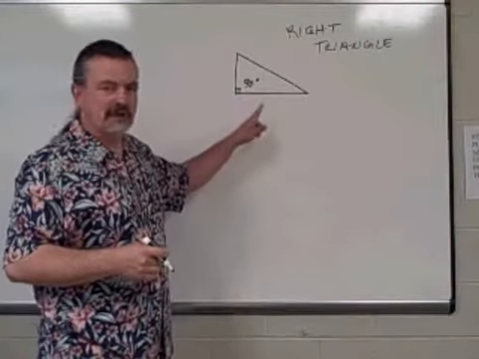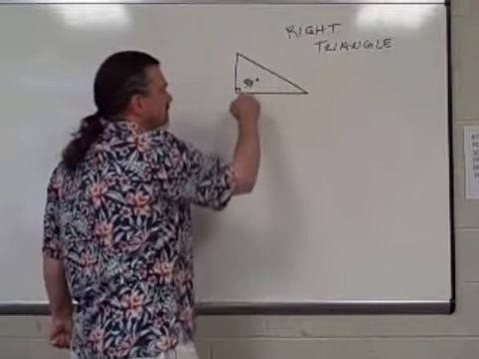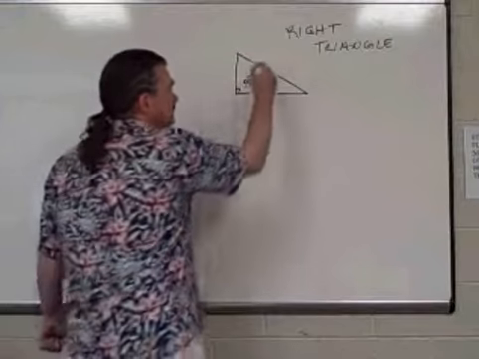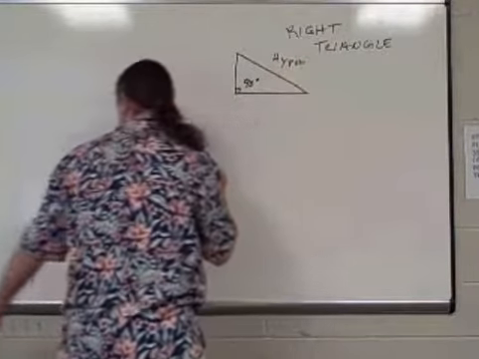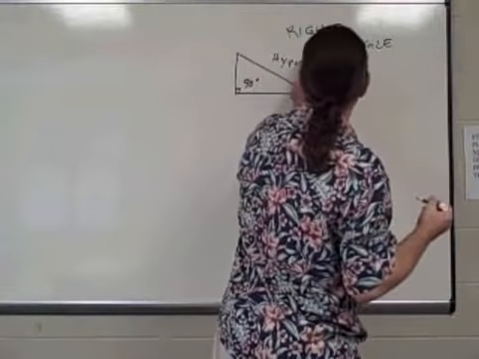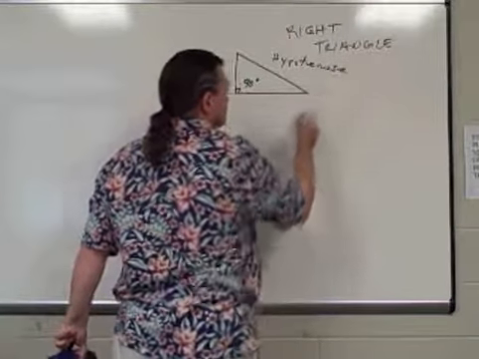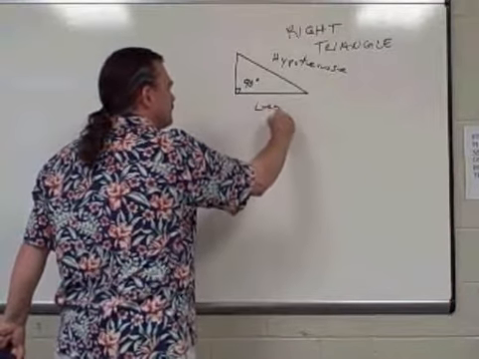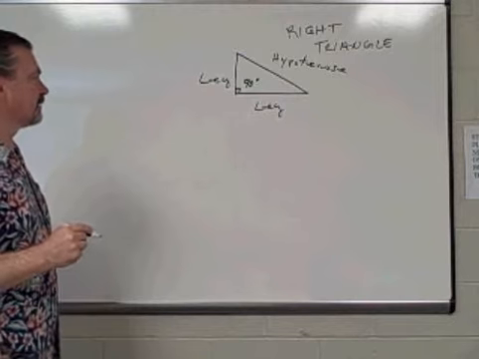In this right triangle, the side that is opposite the right angle, opposite the 90-degree angle, is called the hypotenuse, if I can spell it correctly. And each of the other two sides are called a leg of the right triangle.